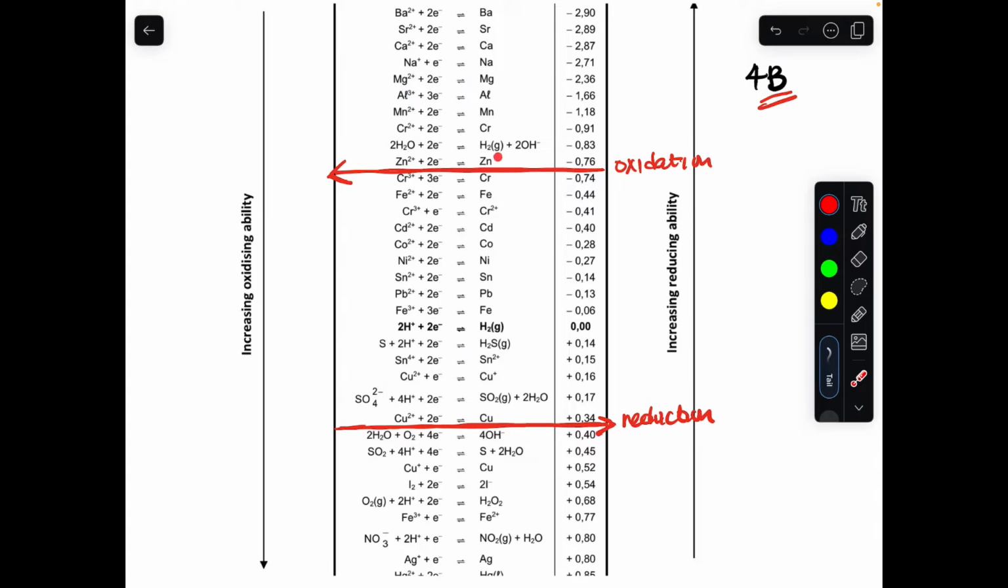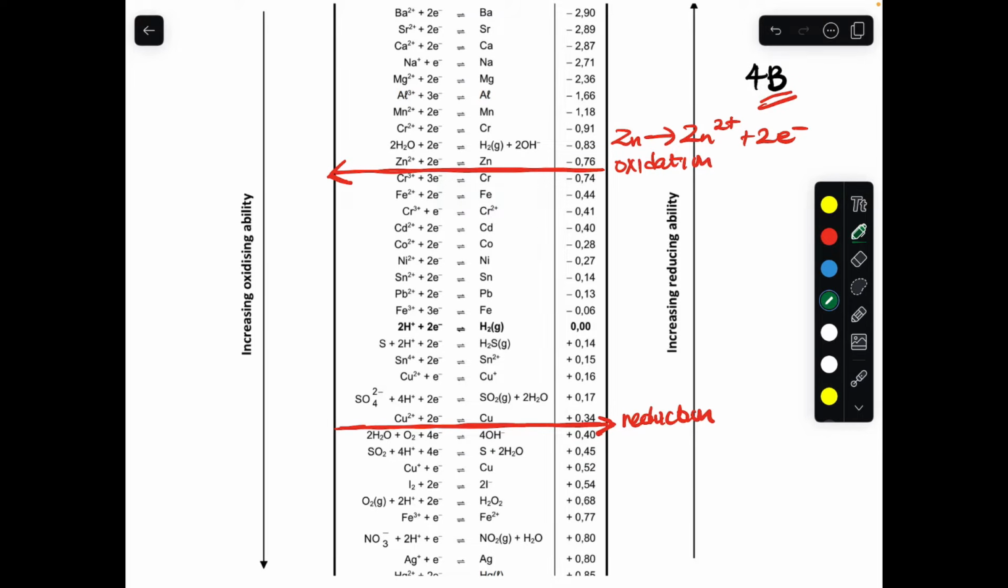Since it's oxidizing, you start with the zinc atom and then an arrow and then the zinc ion and the 2 electrons, just like this. You say zinc, then an arrow, then Zn2+ and the 2 electrons that it has lost. That's how you write that.